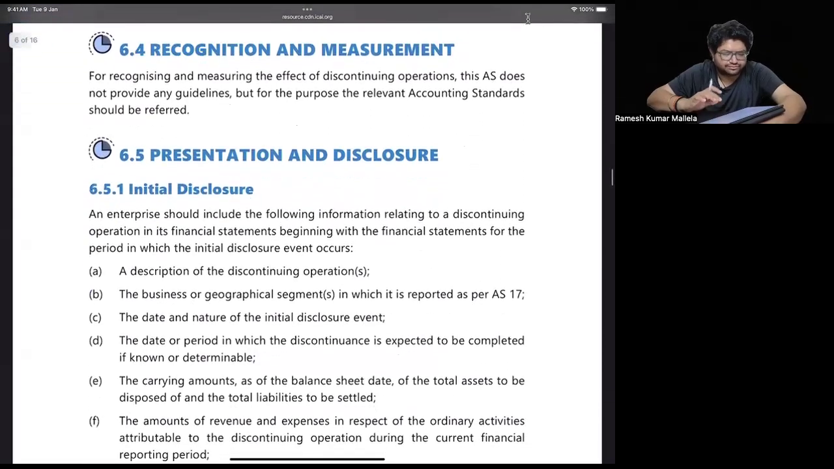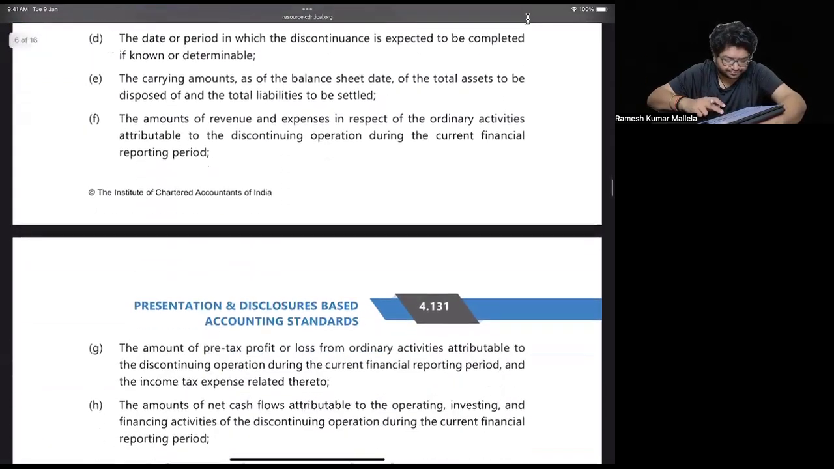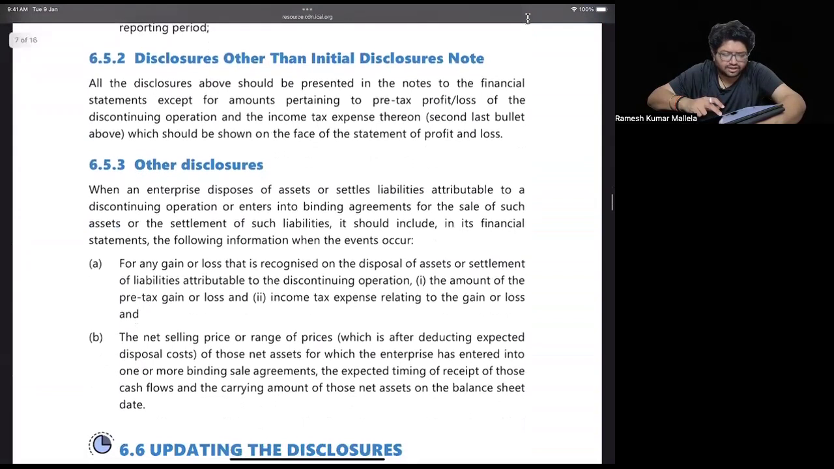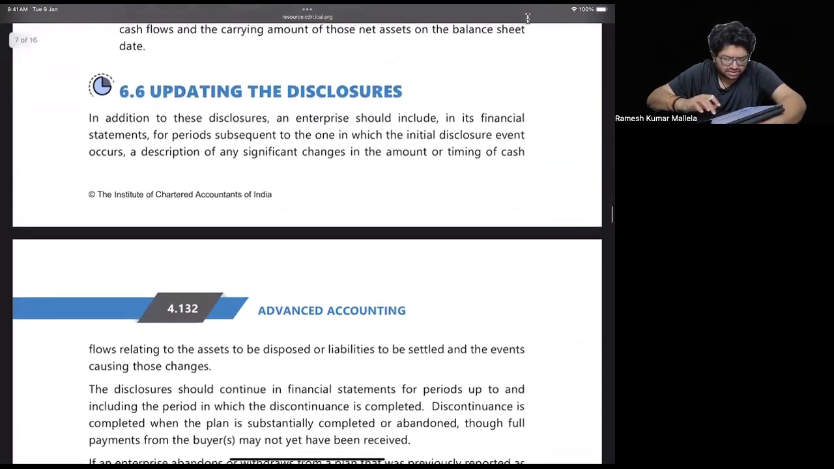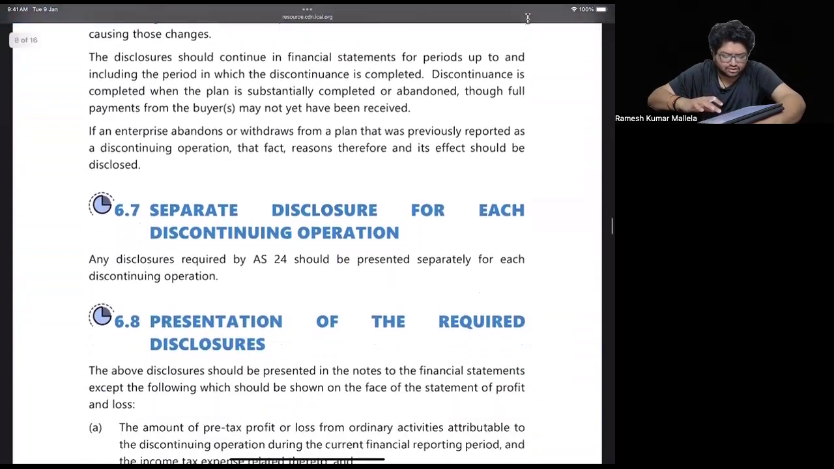Okay. Now, recognition and measurement. What will you do? At the initial disclosure event you will have to disclose the entire thing, stating what we are disclosing, what we are discontinuing, everything like that. Okay. What is the impact of discontinuance on income tax? All this you will have to do. And every year you should keep updating the disclosures.